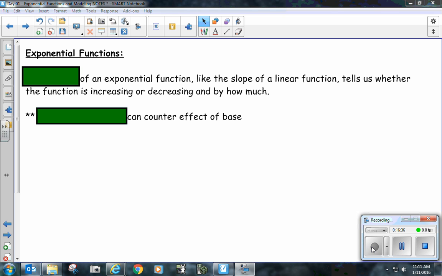Exponential functions, all right? Now, the base, which is our b value, of an exponential function, it's a lot like the slope of a linear function. It tells us whether the function is increasing or decreasing and by how much. Right, like that Bill Gates problem, everything was being doubled, wasn't it? Doubled. G of x was tripled, and h of x was a quarter. Was quartered. So that tells you whether a function is increasing or decreasing.